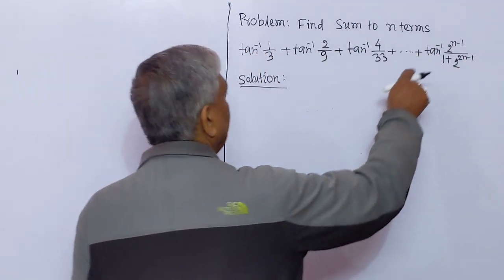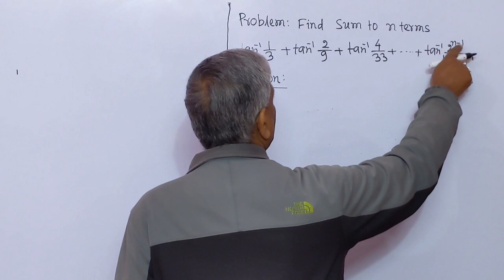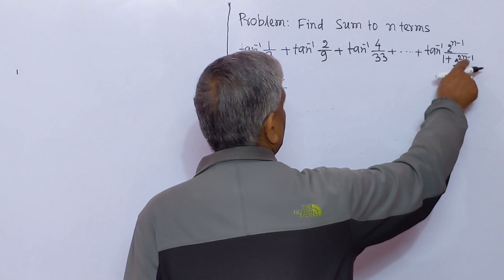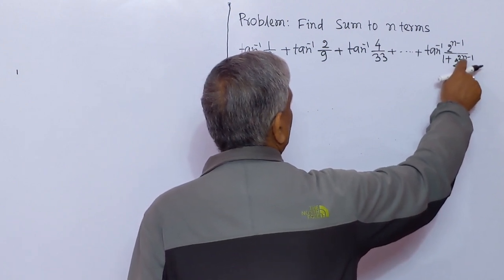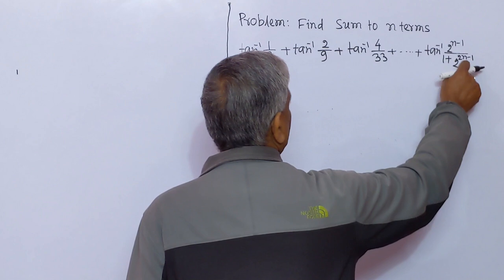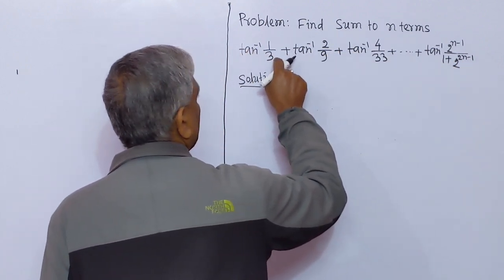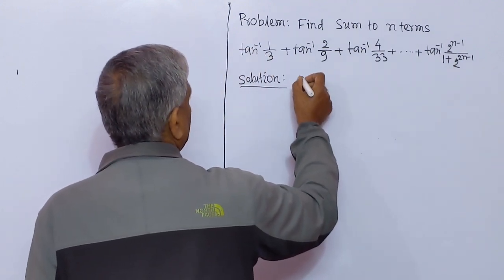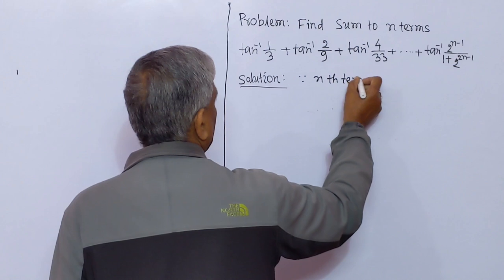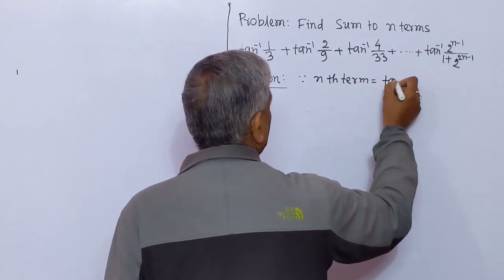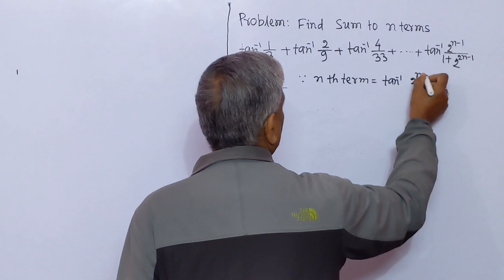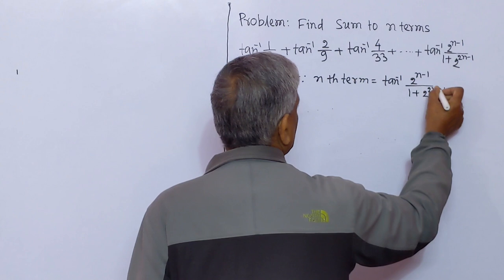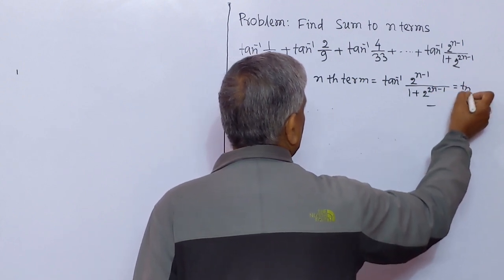If we put n equal to 1, then 1 minus 1, 0, 2 to the power 0 is 1 here, and here n equal to 1 means 2 minus 1, so 2 to the power 1 is 2, 2 plus 1 equal to 3. So this will be the nth term. Nth term equal to tan inverse 2 to the power n minus 1 by 1 plus 2 to the power 2n minus 1 equal to Tn. Let this be number 1.